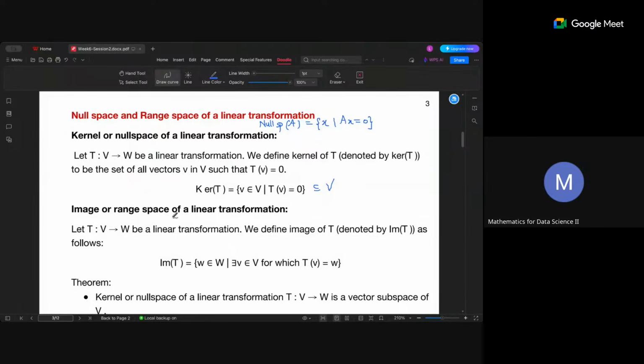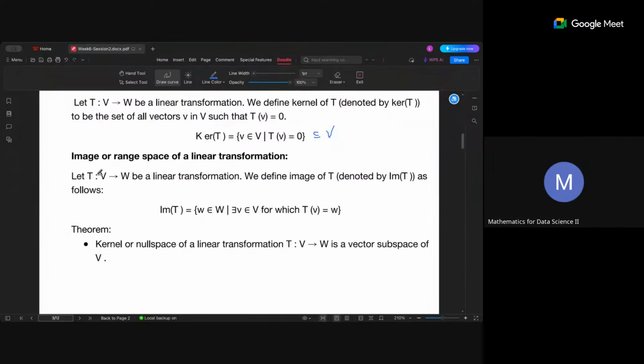Now, what about the image or range space of a linear transformation? If T from V to W is a linear transformation, we define the image of T, denoted by Im of T, as follows: the set of all w in capital W, that is, the set of all the elements in the codomain such that there exists... Maybe a picture is better instead of just reading out. So this is your V, this is your W. Let's say you have some elements here. You actually have infinitely many if it is a vector space; just for visualization, I'm saying.